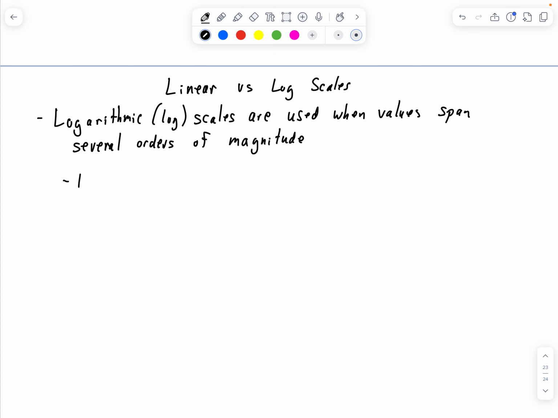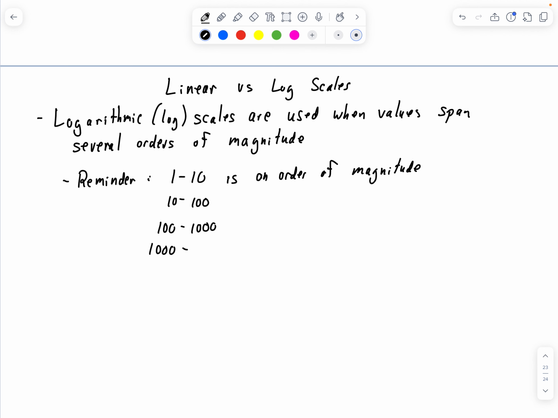Now, just to remind you what we mean when we talk about an order of magnitude, the range of 1 to 10 is 1 order of magnitude. 10 to 100 is another order of magnitude. 100 to 1,000 is another order of magnitude, and 1,000 to 10,000 is another order of magnitude. So basically multiplying by 10.